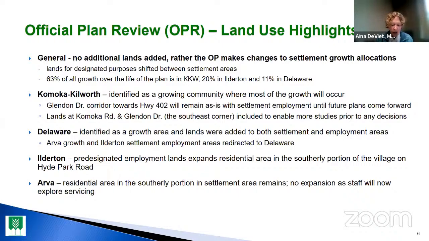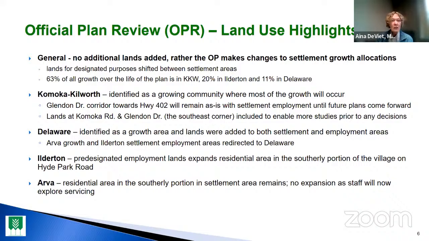Just as a statistic, over the life of the plan across Middlesex Centre as a whole, again, most of the growth in our community will happen in Komoka-Kilworth area. So when you look at the numbers that they're saying we're going to need to accommodate, 60% of that growth will happen in Kilworth, 20% in Elderton, and in Delaware, we'll see 11%.